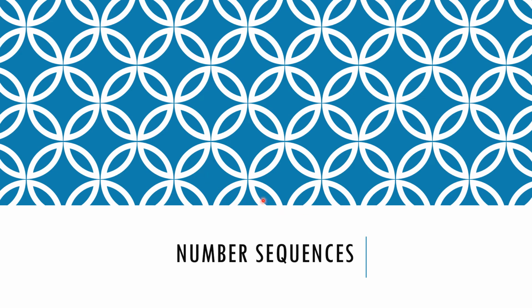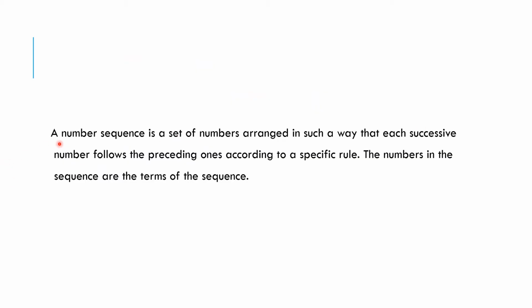In this video, we are going to discuss number sequences. A number sequence is a set of numbers arranged in such a way that each successive number follows the preceding ones according to a specific rule. The numbers in the sequence are the terms of the sequence.